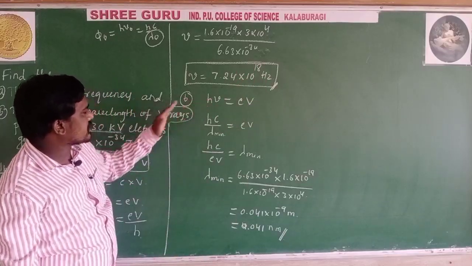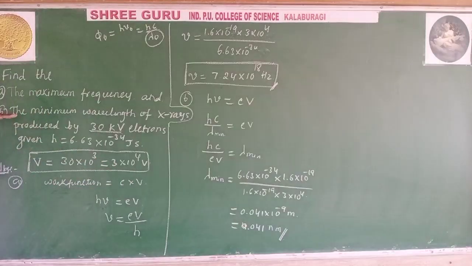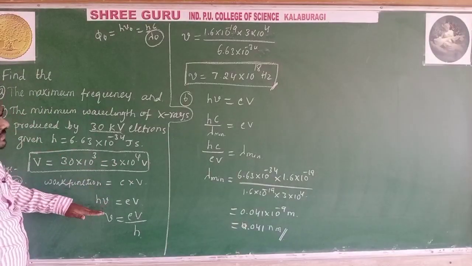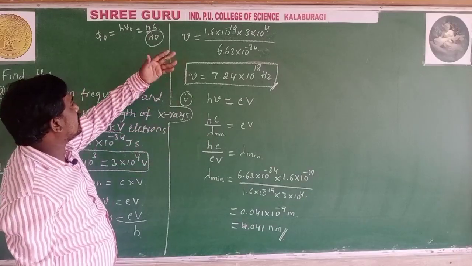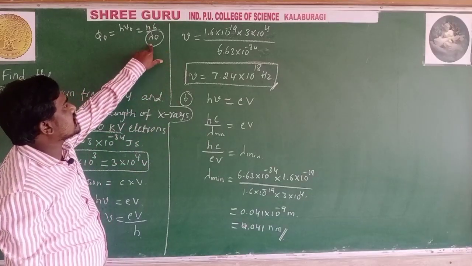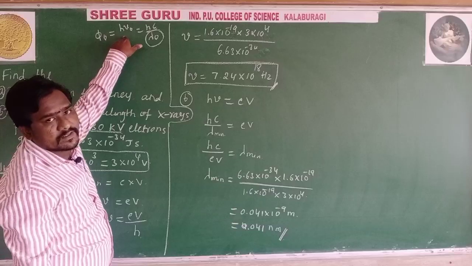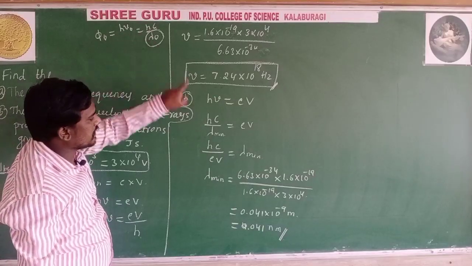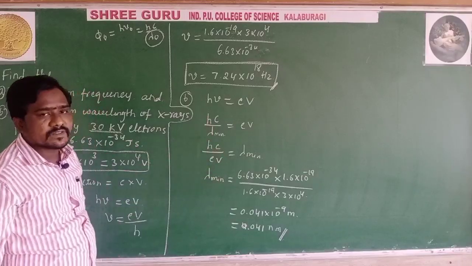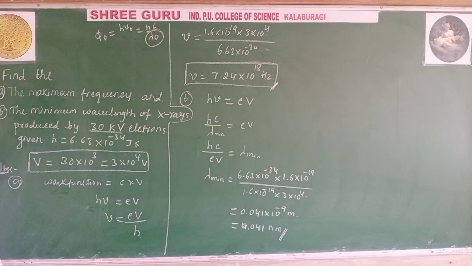Okay. Now similarly for the second one also, the minimum wavelength, the same relation we should consider. This is the minimum wavelength. If they ask for the maximum wavelength, this is our maximum wavelength, phi naught, above which there is no emission of electrons, below which the emission of electrons takes place. That's why we are considering the minimum wavelength. Now come to the second question.